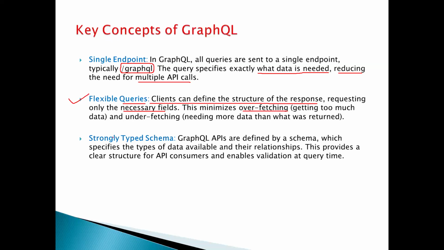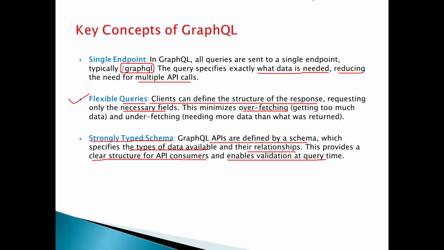And with GraphQL, whichever query you provide, it provides a strongly typed schema. We need to define the schemas. GraphQL APIs are defined by a schema which specifies the type of data available and their relationships here, which provides a clear structure for your API consumers and enables validation at query time.